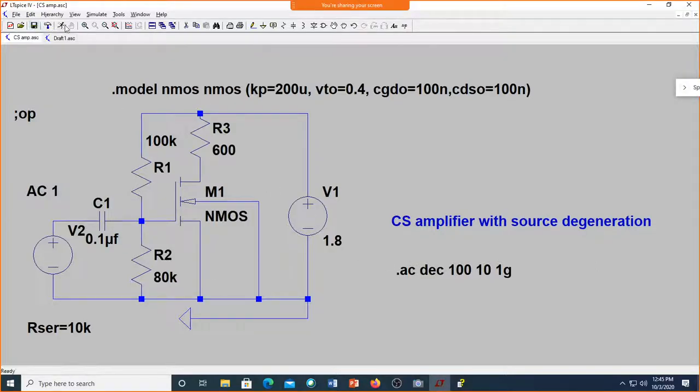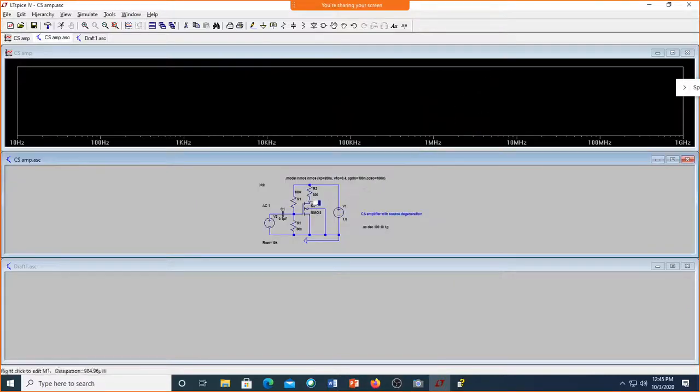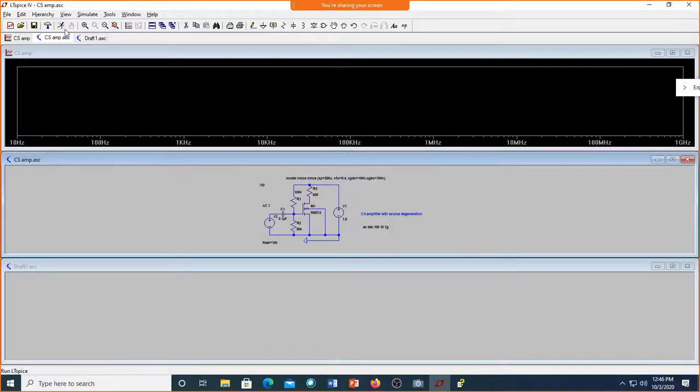Now everything is set. I will save it and then run. Okay, it is CG. Oh, I wrote it as CGDO. It cannot recognize that. It is not CGDO, it is CGSO. Fine. Okay, now it is done.